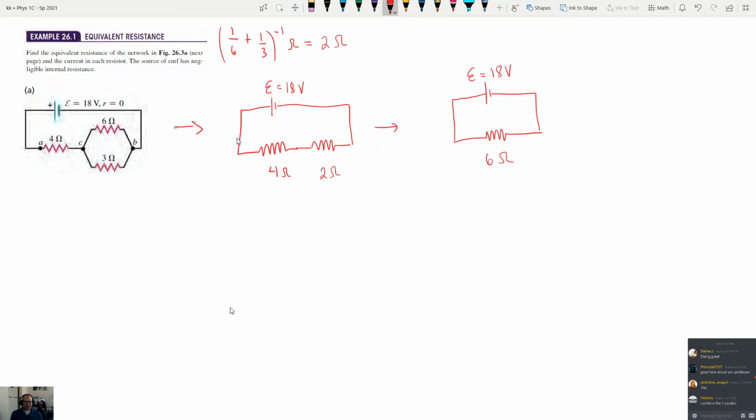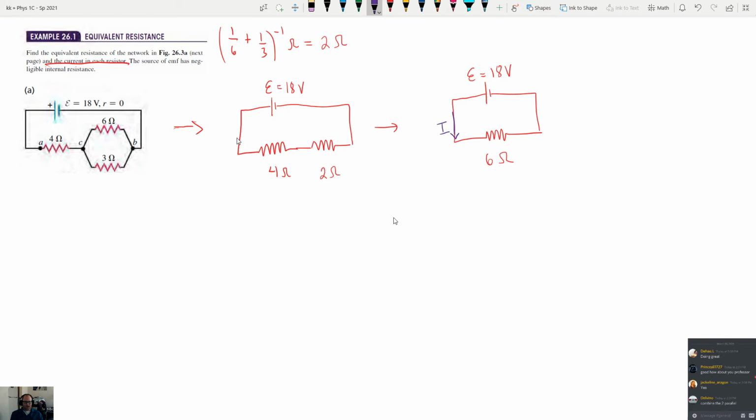The next thing that we want to do is to find the current through each resistor. Now, in order to do that, we're going to do something pretty similar to what we did with the capacitor problems like this, which is that we're going to start from the right-hand side, the finished kind of picture, and slowly work our way back. Okay, so in this picture here, we know that there's going to be some current flowing from the positive side of the battery.